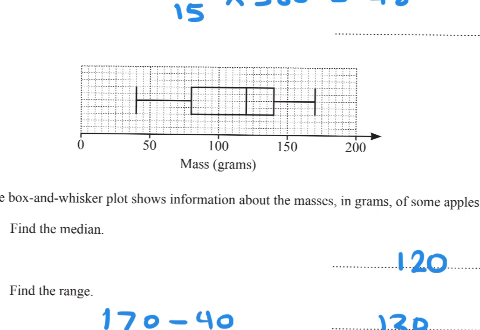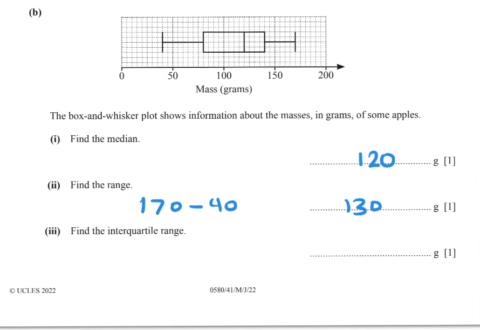Each square represents 5. So 1, 2, 3, 4, 5, 6, 7, 8, 9, 10, 11, 12. 12 times 5, so 60. So the interquartile range is 60.